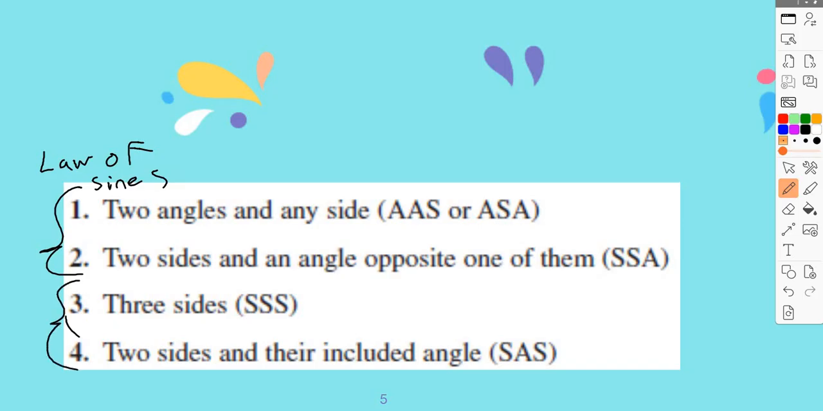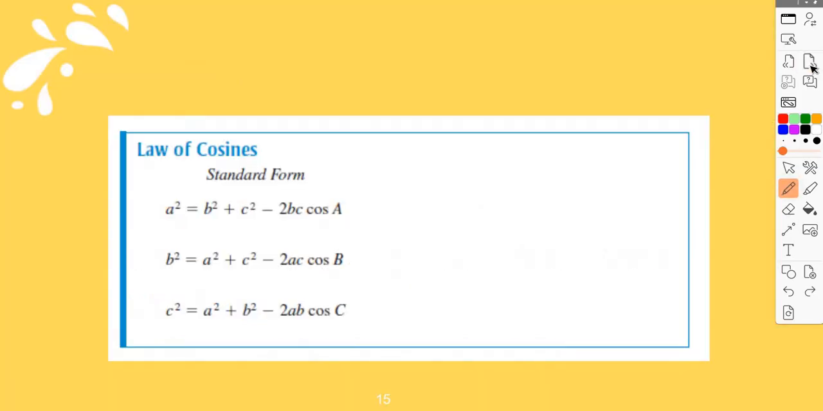Today we're going to look at our last two cases, which are going to be using the law of cosines. And just like it says in the name, instead of having sines in our equation this time, we're going to have cosines in our equation this time. So here is our law of cosines.